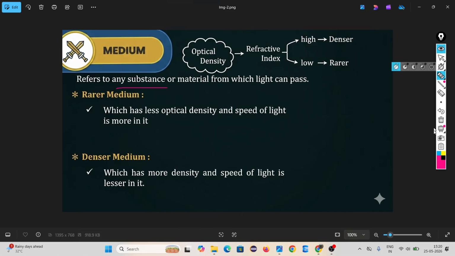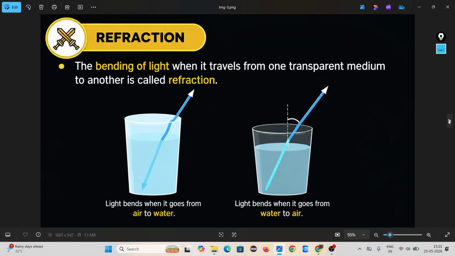There are two types of medium. One is rarer medium, one is denser medium. Rarer medium means optical density or refractive index is low, and the speed of light is more. And denser medium means refractive index is high and the speed of light is less. Then the bending of light when it travels from one transparent medium to another is called refraction.